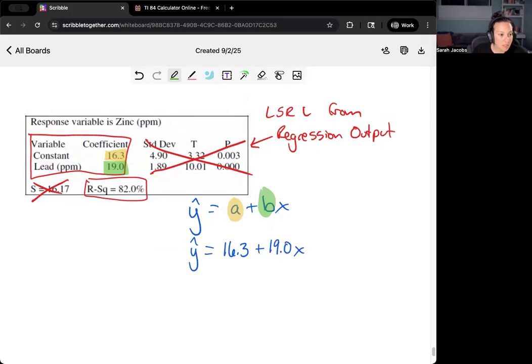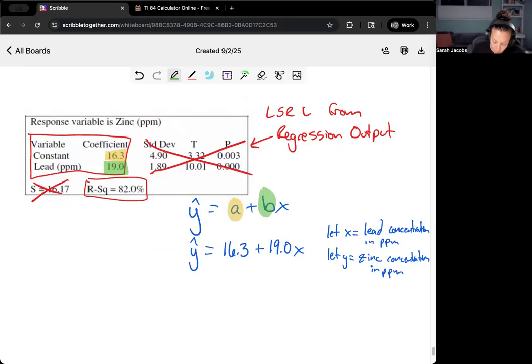Since we're using x and y, we should say let x equal the lead concentration in parts per million, and let y equal the zinc concentration in parts per million. All right, we want to define our variables.